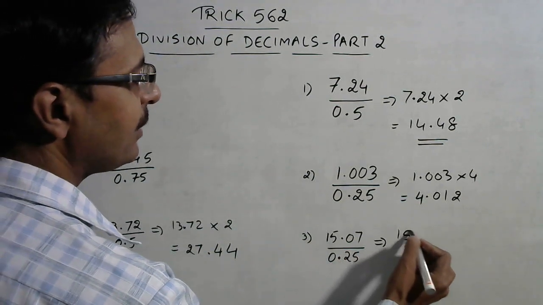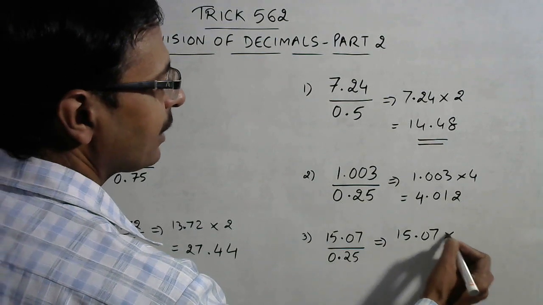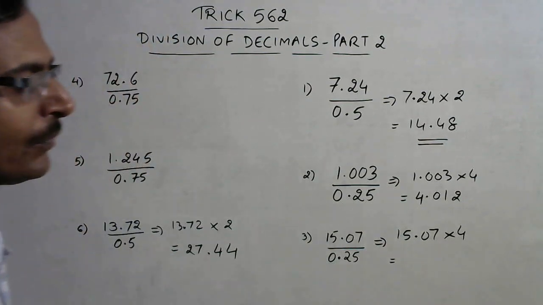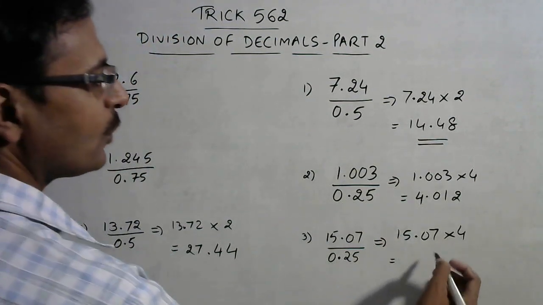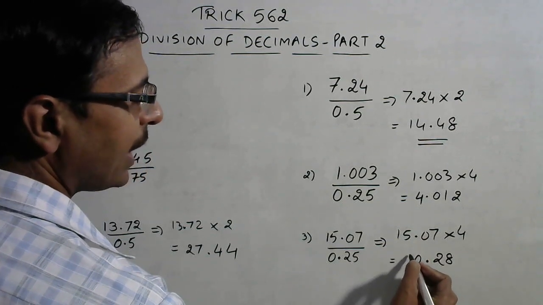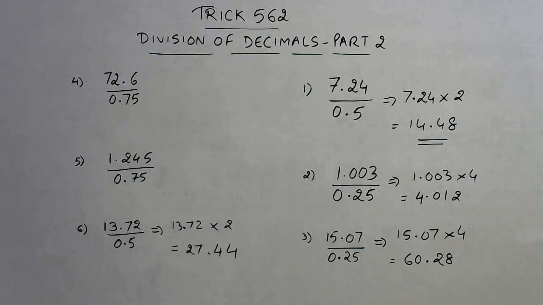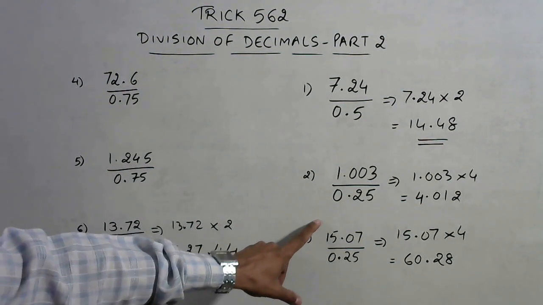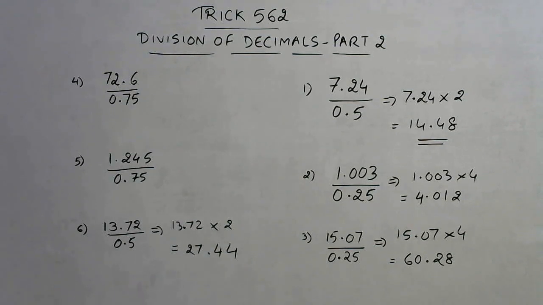So your answer will be obtained by multiplying the numerator by 4. Now you can see 0.7 into 4 is 28, and 4 fives are 20, and 6. So 60.28 will be the answer when you divide 15.07 by 0.25.